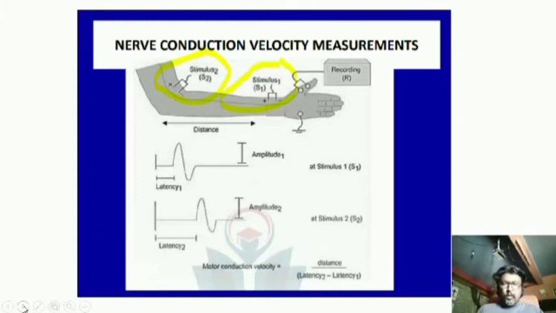Two sets of electrodes are placed at two different places. The distance between these two electrodes we know already, because it's a standard distance, and in one electrode we are passing the electrical stimulus. Of course, the stimulus will take some time to reach the other electrode. This difference in the latencies that we calculate, and the ratio between the distance that separates electrode 1 from electrode 2 and the difference between latency 2 and latency 1, will tell me how effectively that nerve is conducting. So that gives you the nerve conduction velocity. This is how we measure the nerve conduction velocity.